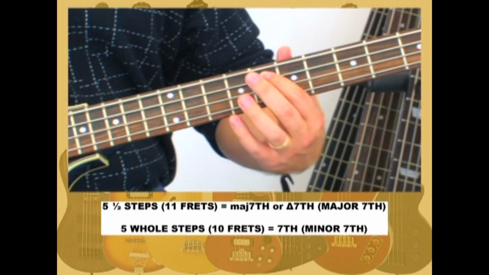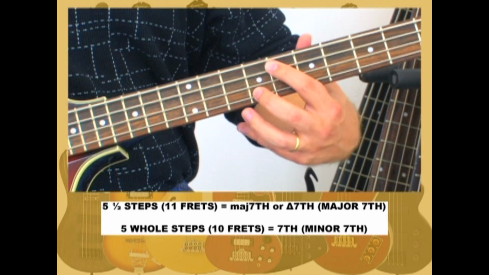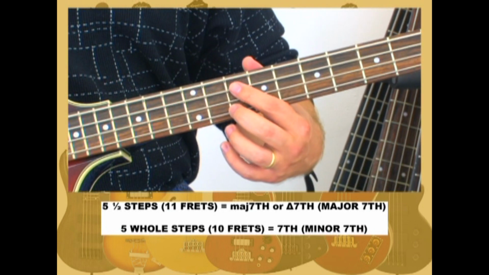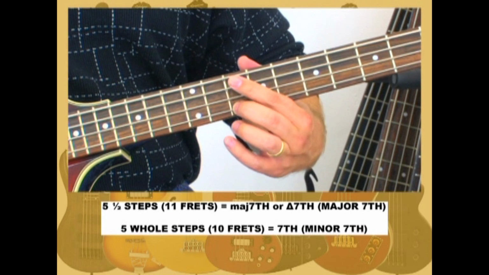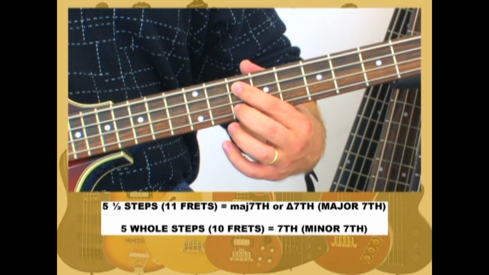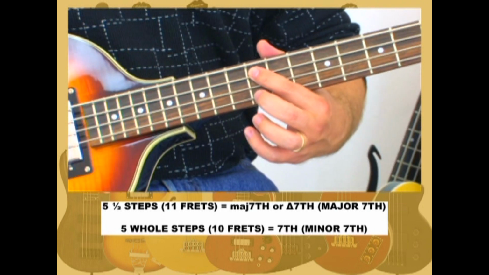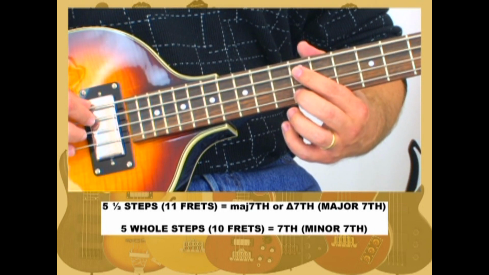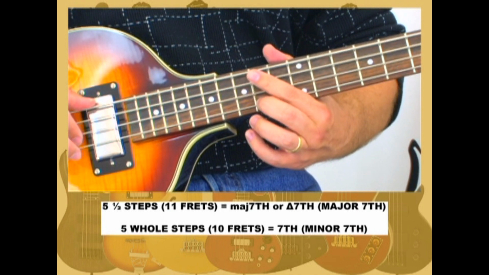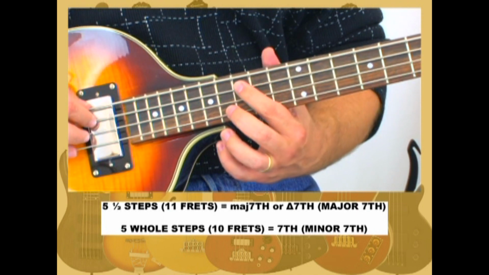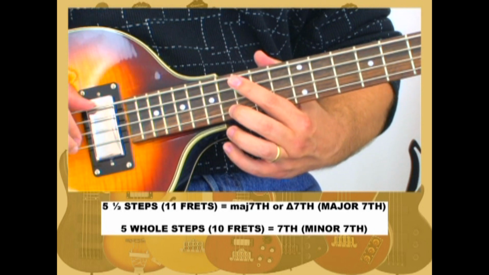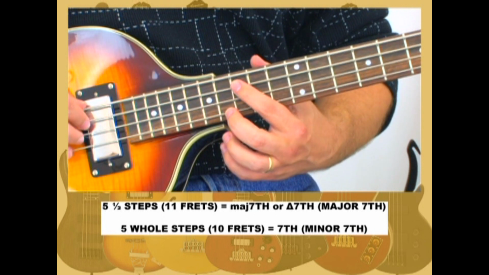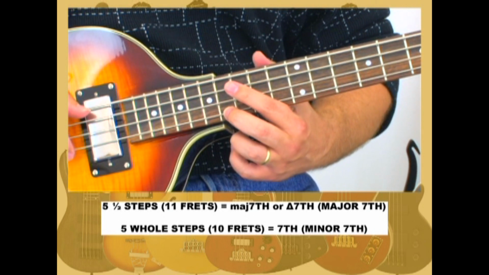F to E is a major 7th interval. G to F is a 7th interval. A to G is a 7th interval. And B to A is a 7th interval. Of course, when we reach our octave C, the interval produced is a major 7th when we add the octave B on the 1st string, 16th fret.